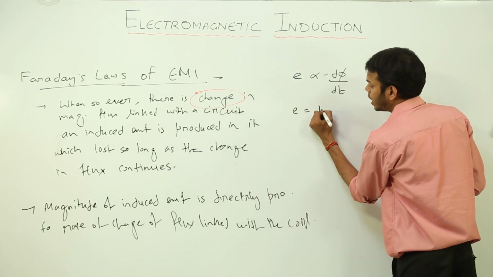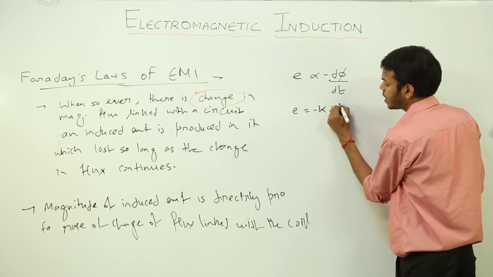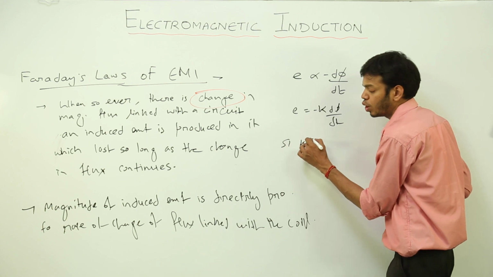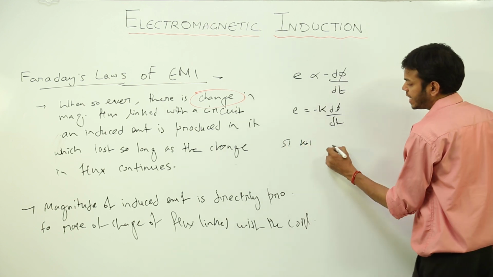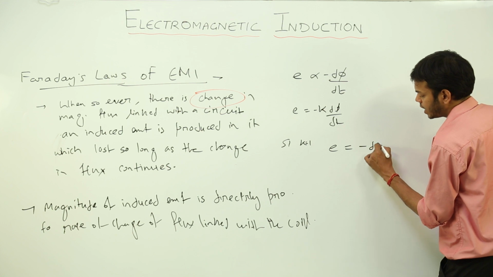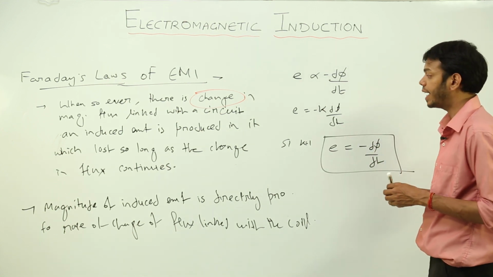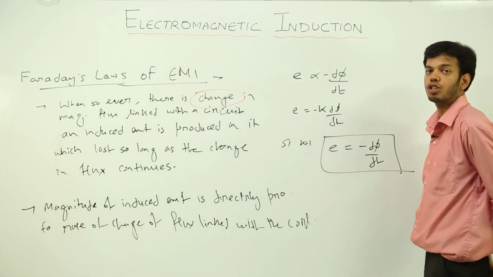E is equal to minus k times d phi by dt. What is k? Constant of proportionality. But in the SI system, k was equal to 1. So the basic formula we have is E is equal to minus d phi by dt. This is the mathematical expression of Faraday's laws of electromagnetic induction.